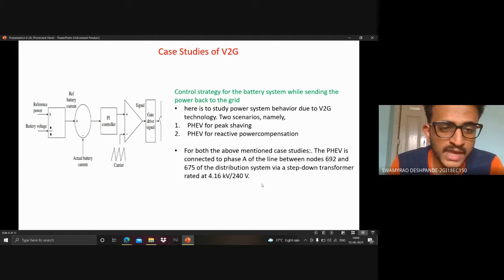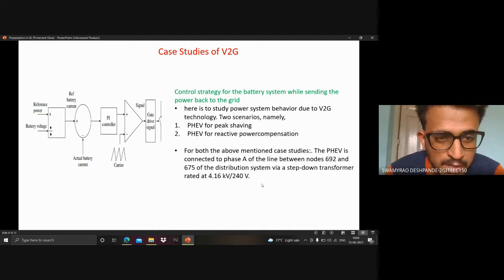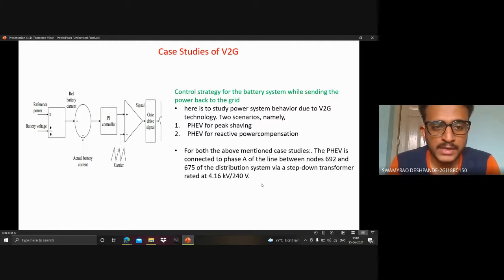That duty cycle is again compared with a carrier wave or carrier signal, and we finally get our output in the form of pulses. Those pulse signals are used to switch the IGBT transistor in the converter. IGBT means insulated gate bipolar transistor. So it's all about this diagram. Next slide.